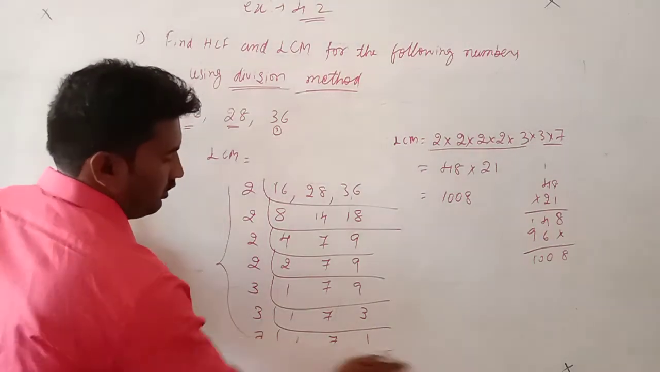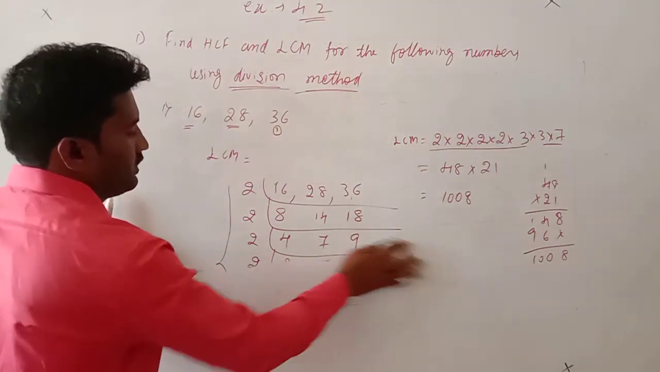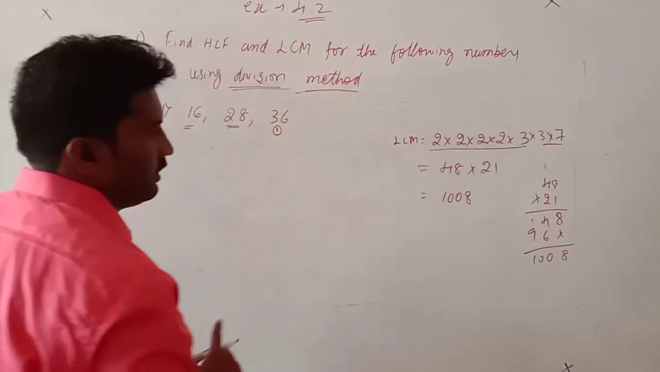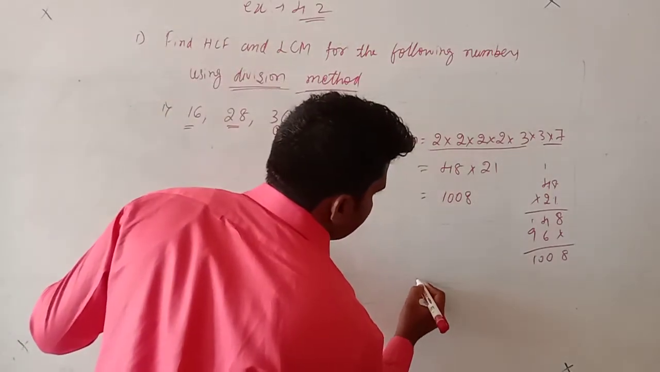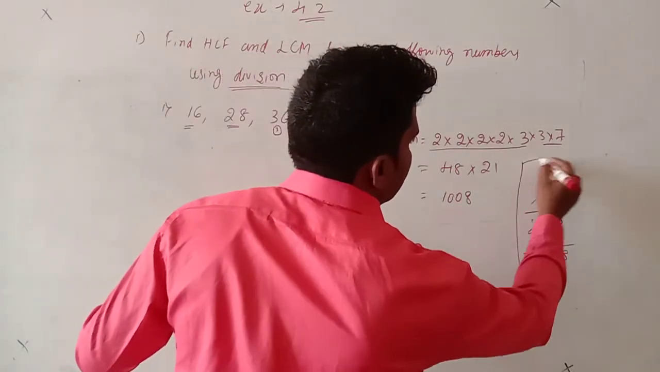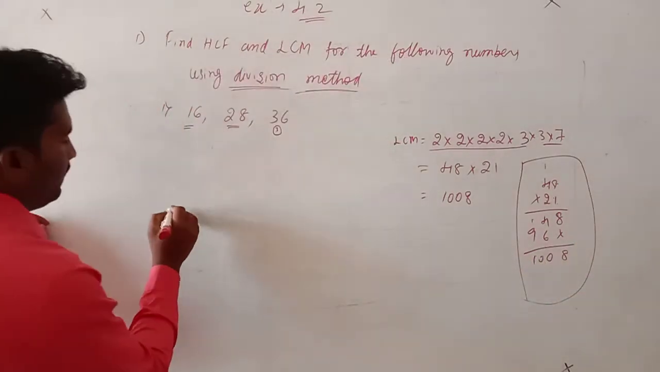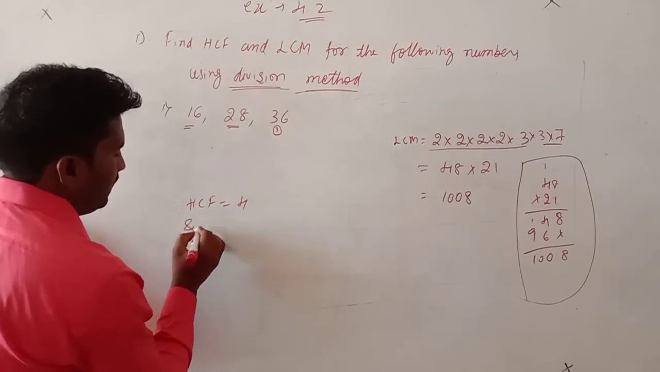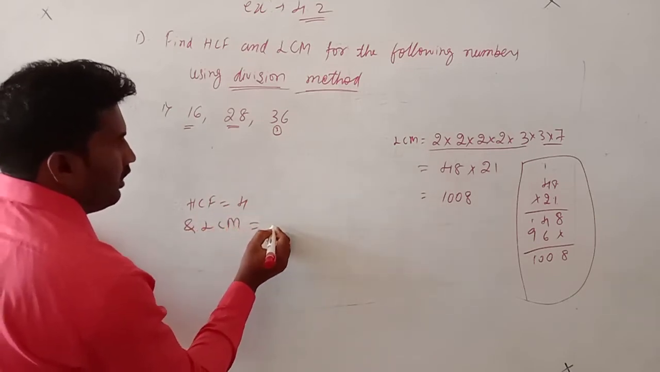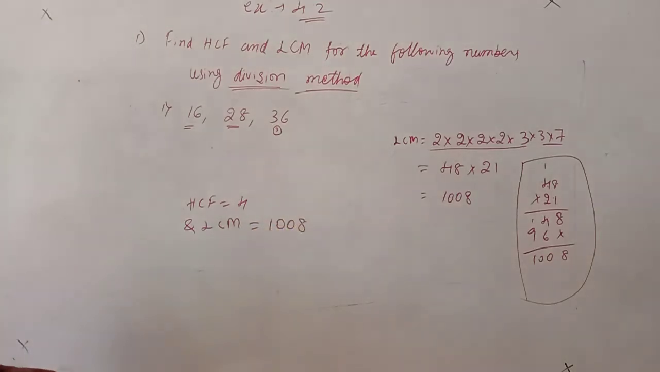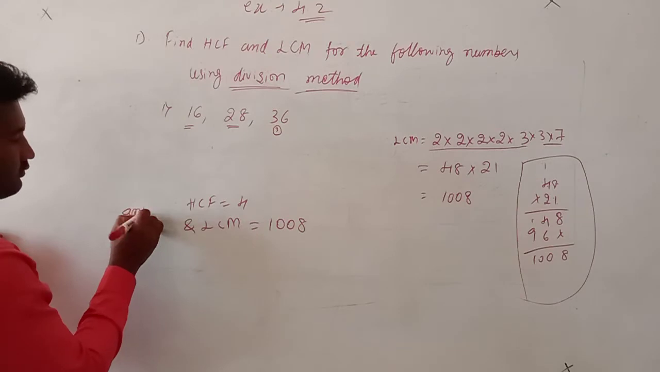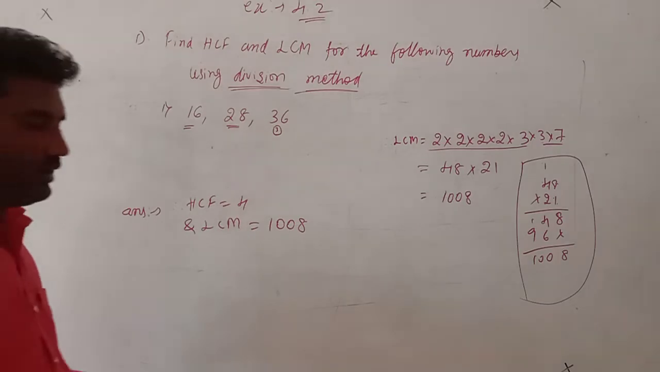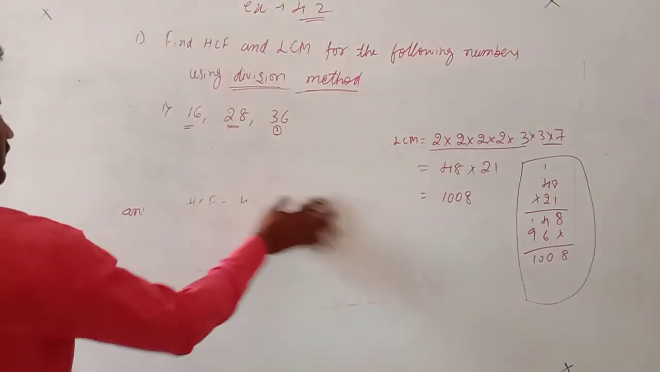So what was your HCF for these numbers? It was 4. Therefore, HCF equals 4 and LCM equals 1008. This is the answer. HCF is 4 and LCM is 1008. Okay, second one.